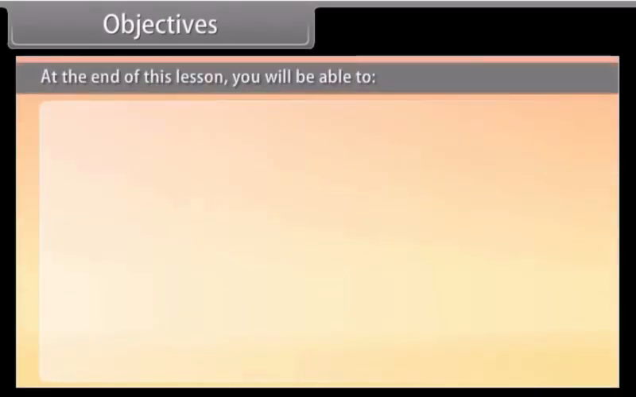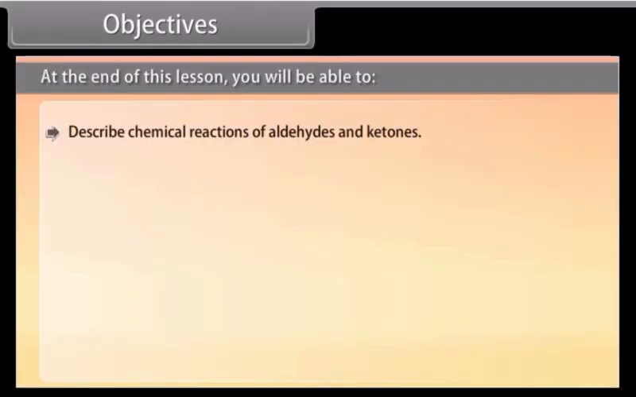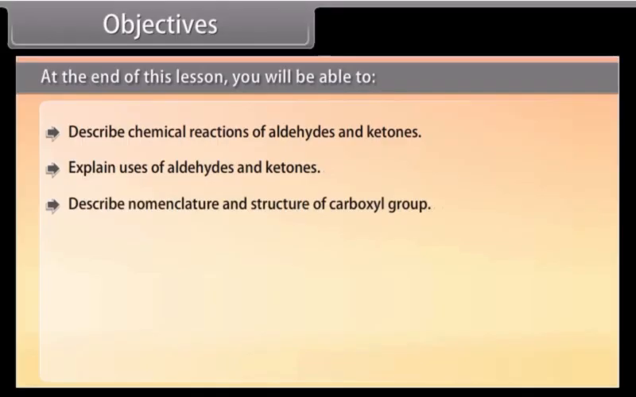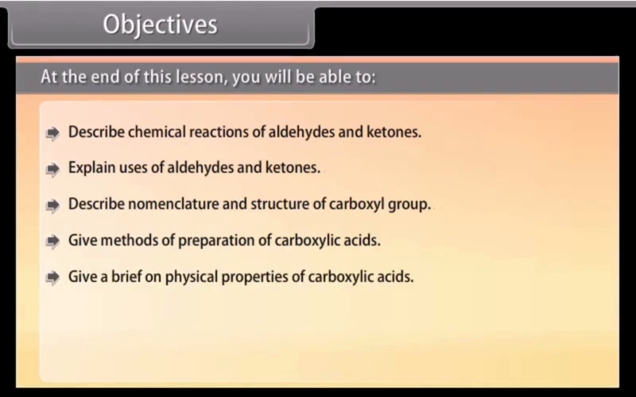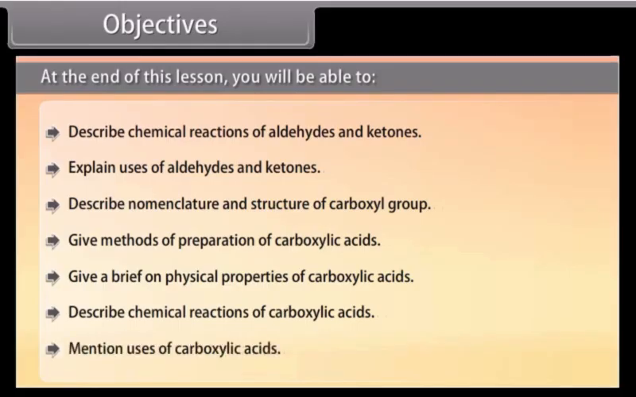Objectives. At the end of this lesson, you will be able to describe chemical reactions of aldehydes and ketones, explain uses of aldehydes and ketones, describe nomenclature and structure of carboxyl group, give methods of preparation of carboxylic acids, give a brief on physical properties of carboxylic acids, describe chemical reactions of carboxylic acids, mention uses of carboxylic acids.